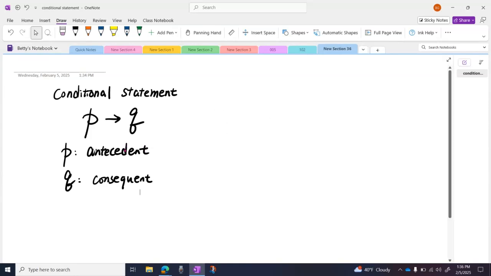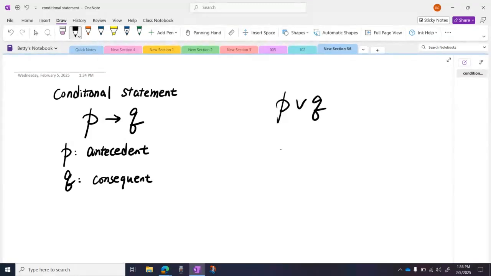This point is different from conjunction and disjunction. In a disjunction, P or Q, the 2 pieces play the same role. The order of P and Q doesn't matter. In fact, P or Q and Q or P are the same thing. They represent the same disjunction, the same compound statement.